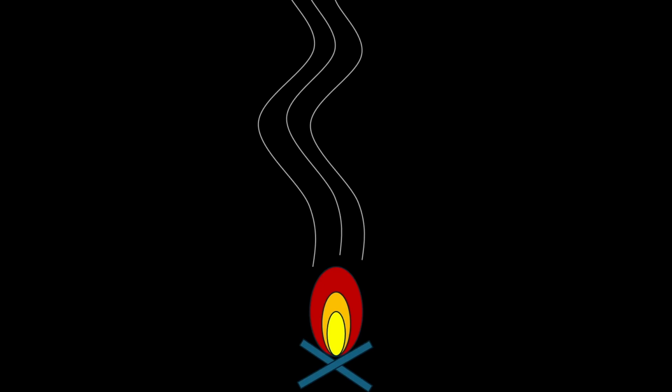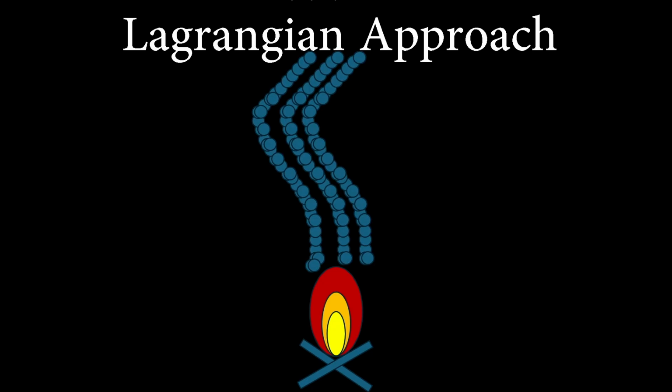Once upon a time, there were two of many ways to describe a physical system. The first approach involved following individual particles as they move through space. This approach to describing a physical system was known as the Lagrangian approach.